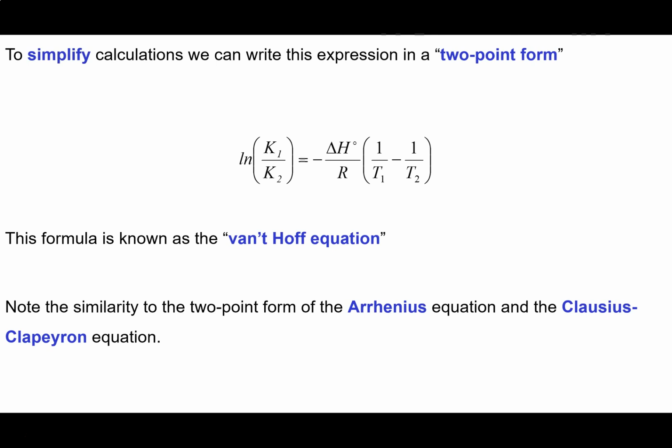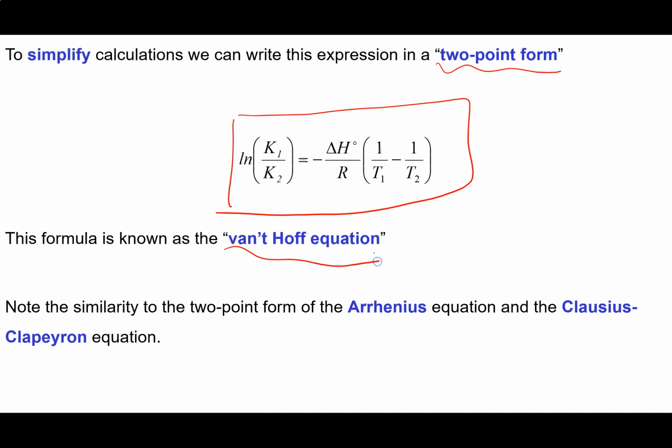So, the linear form of the equation is useful if you have many points and you want to make a graph and go through all of that effort. But for simple calculations, it's often more useful to have what we call the 2-point form of an equation. And we've done this previously with the Arrhenius equation. I won't bore you with the math to get to the 2-point form, but we can organize it where we have log K1 on K2 equals minus delta H on R multiplied by 1 on T1 minus 1 on T2. And this 2-point form of the equation is called the Van't Hoff equation.